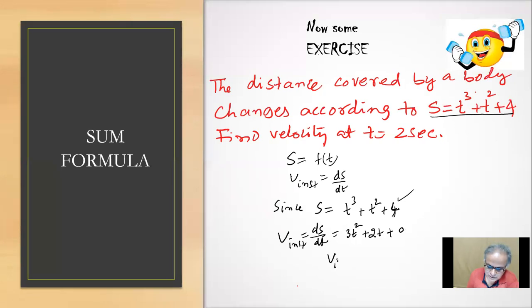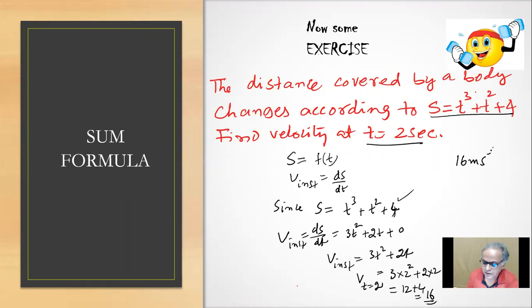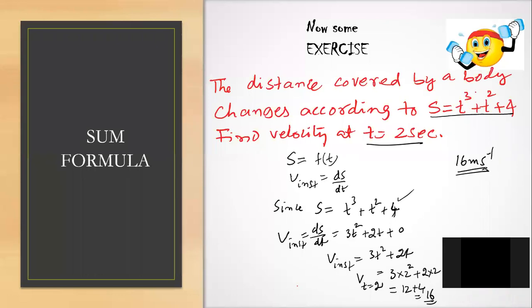So v instantaneous equals how much did we get? Tell me, children. 3t squared plus 2t. So v at 2 seconds, according to the question, what will you do? 3 into 2 squared plus 2 into 2. So 12 plus 4, 16 meters per second. S will be in meters and t in seconds, so that will be 16 meters per second. Do you all follow? Yes, sir. Do that. We'll come to the next question after that.